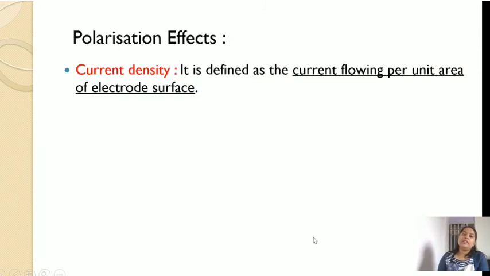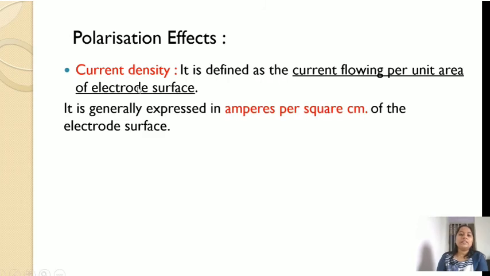The next point is the current density. Current density is defined as the current flowing per unit area of the electrode. That definition is also important for the exam. It is generally expressed in amperes per square centimeter of the electrode surface.